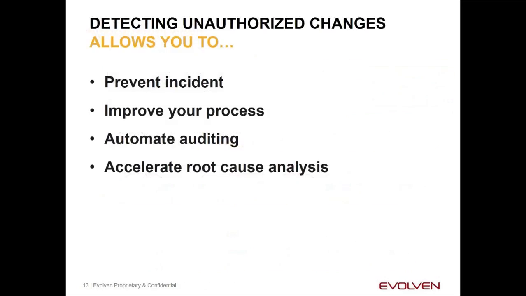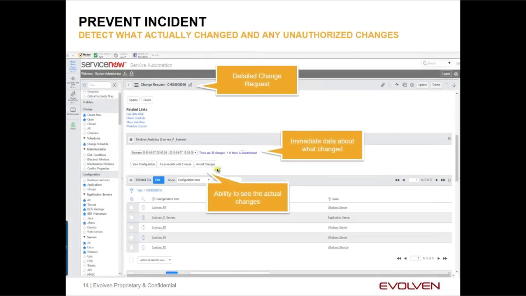All right, so now that we went through the detecting, what does it allow us to do? Let's get down to the final results: prevent incidents, improve your processes, automate auditing, accelerate root cause. And that's the one we talked about at the very beginning, and we're going to wrap up with that one. So how do we prevent?